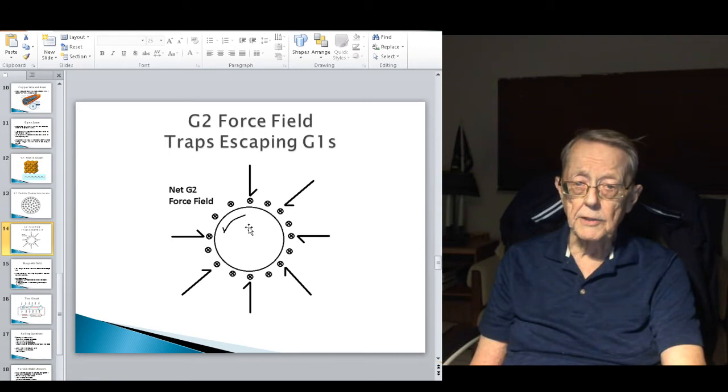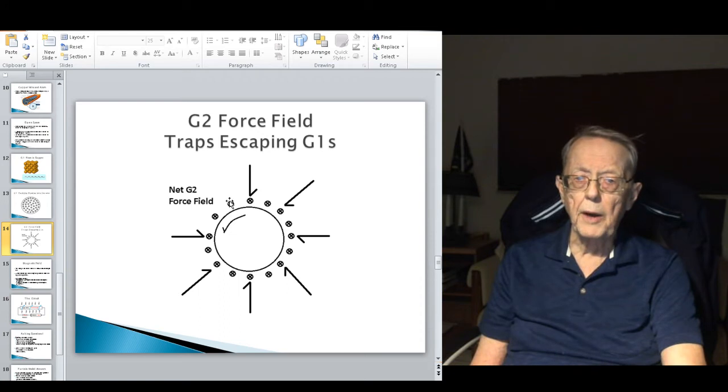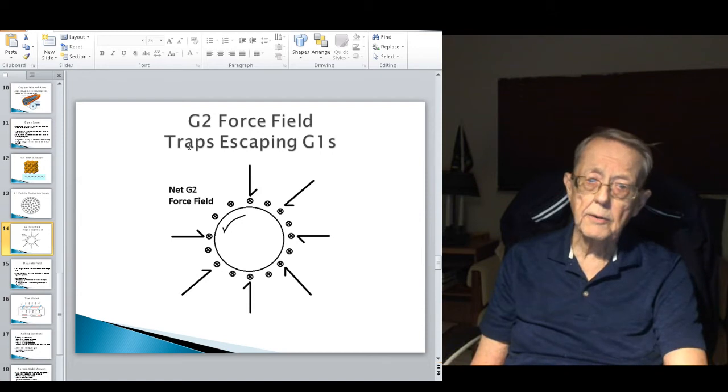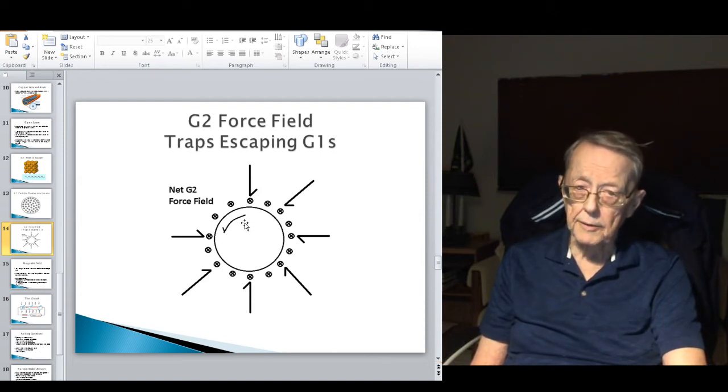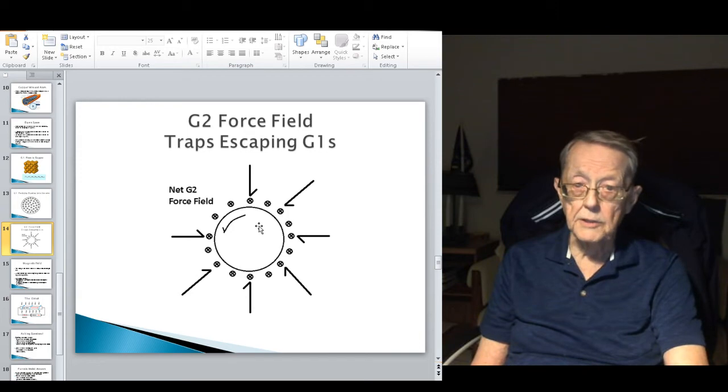And again, these are showing the particles after having left the wire. If they're scattering and they move straight out, they could be lost. But some of them could actually get trapped by the G2 force field that's around the wire, holding the copper wire together, holding the atoms together, and now keeping some of these there.